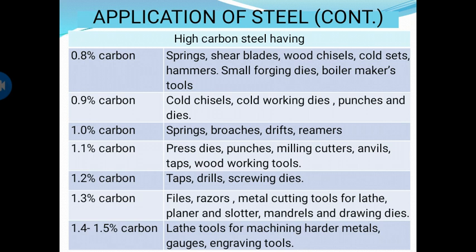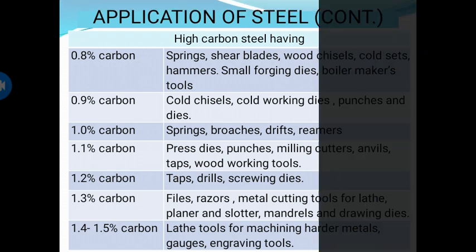1.1% carbon: press dies, punches, milling cutters, anvils, taps, woodworking tools. 1.2% carbon: taps, drills, screwing dies. With 1.3% carbon: files, razors, metal cutting tools for lathe, planer and slotter, mandrels and drawing dies. 1.4 to 1.5% carbon is used for lathe tools for machining harder metals, gauges, engraving tools.